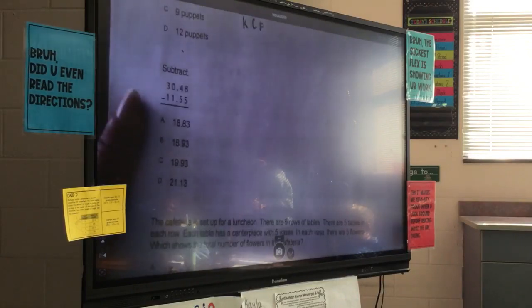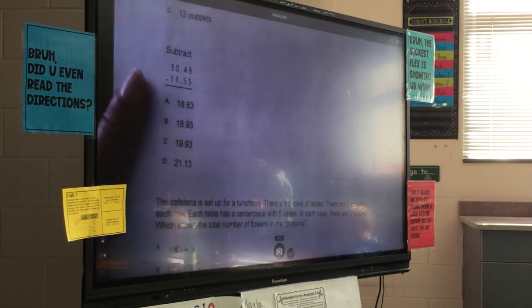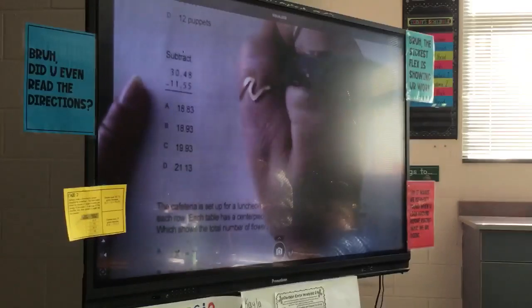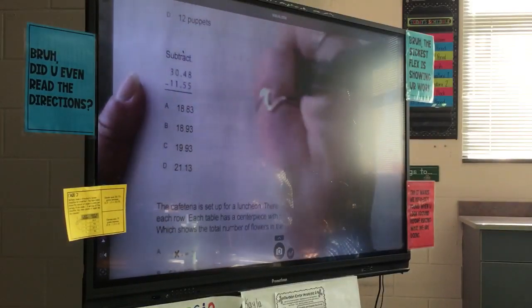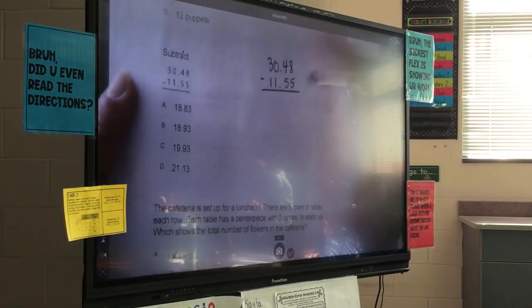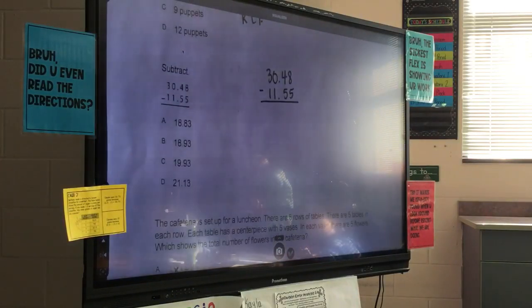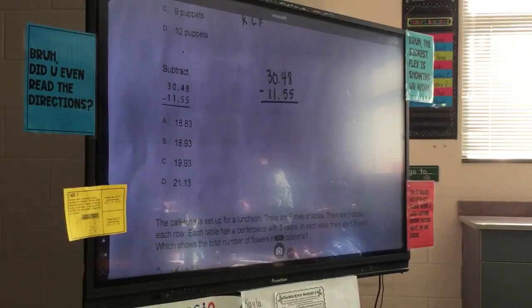Subtract 30 and 48 hundredths minus 11 and 55 hundredths. The reason we're going to look at this one is because we are terrible at subtracting. So everyone, please rewrite this problem. You actually need to rewrite it so that you have enough room to show your work. And the reason that we're really bad at subtracting is because we forget how to do what? What do we forget to do a lot of times?